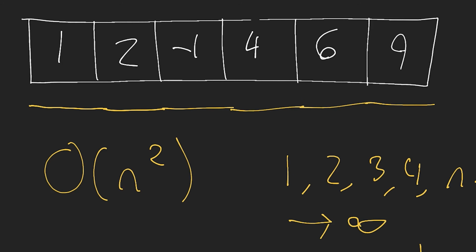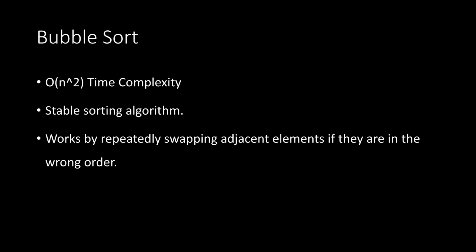Let's move on to the next one, which is bubble sort. All right, so bubble sort, again, a big O of n squared time complexity algorithm. This is a stable sorting algorithm as well, and this works by repeatedly swapping adjacent elements if they are in the wrong order. Now, the way that I like to think of bubble sort is that we are bubbling either the largest or the smallest value to the back or front of the array. Now, this is a very famous algorithm. Let's head over to the whiteboard here and have a look at how we implement this.